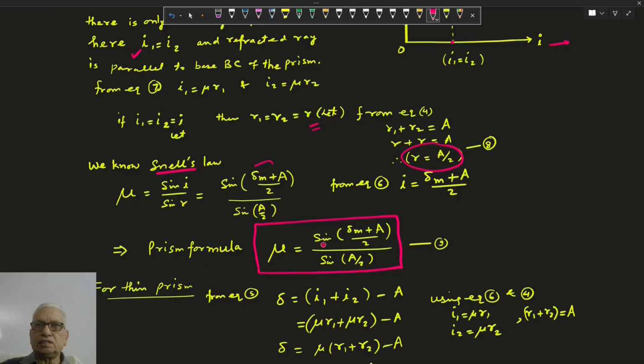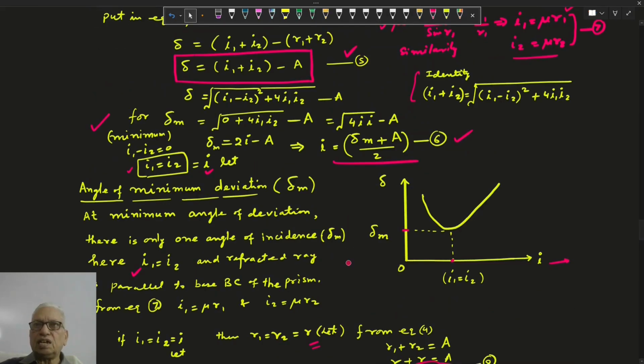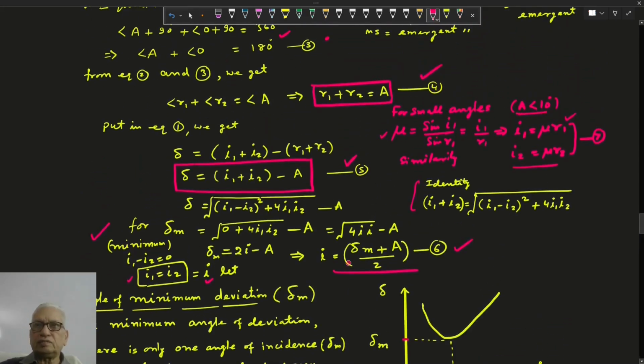Putting the values in place of I and R, we get our prism formula: mu is equal to sin of (delta m plus A) upon 2 upon sin of A by 2. This is the prism formula. And these are the two formulas for the angle of deviation.